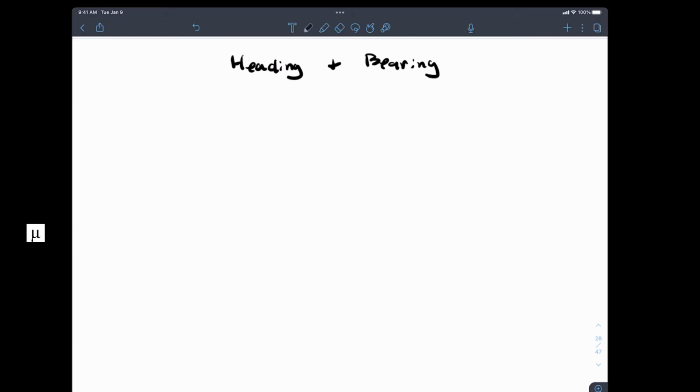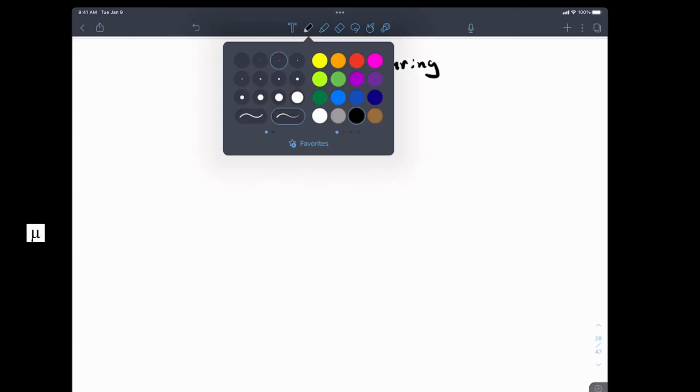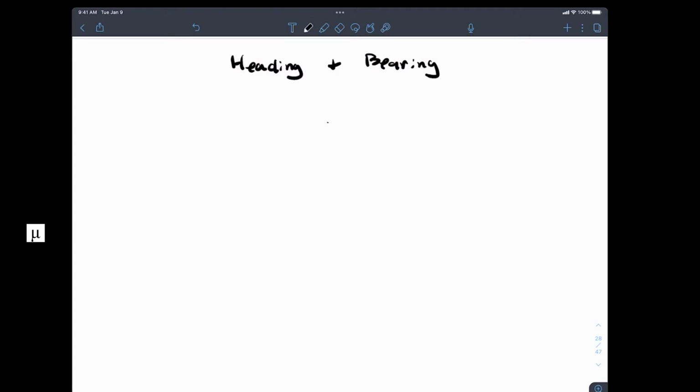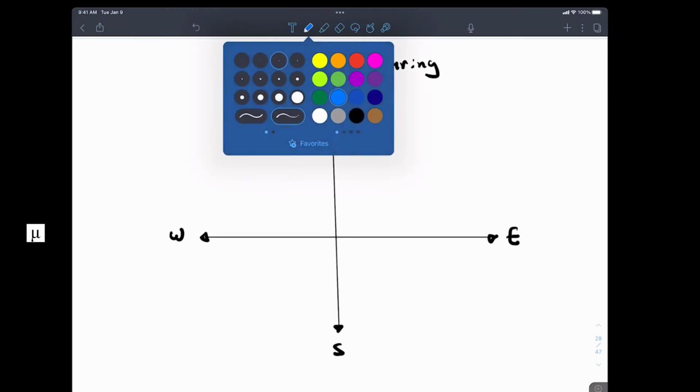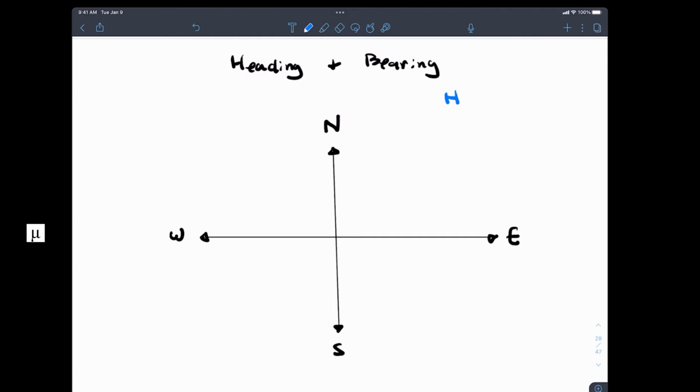So heading and bearing, I'm going to give you guys a compass here. You got north. Okay, here's a compass. South, and then we have east. We have west. Your heading and bearing: north, south, east, and west. So we're going to look at a phrase, like if they tell you here, north, theta, east, okay, northeast.